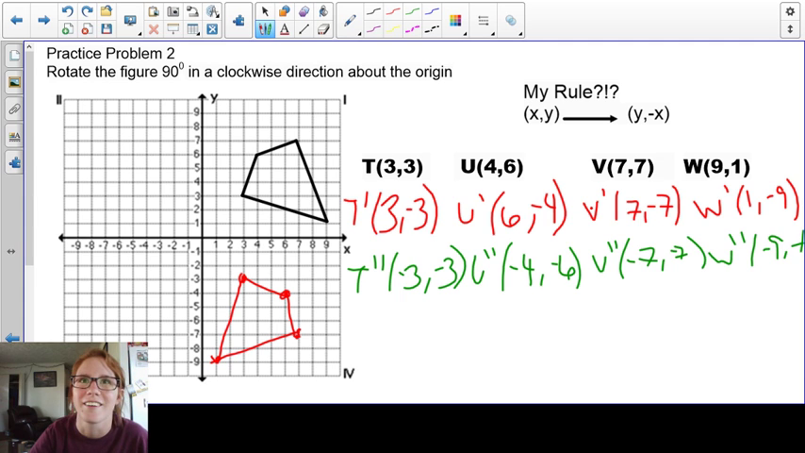Whew, I fit it in there. I didn't think he was going to fit. So I'm going to go down negative 3, negative 3, negative 4, negative 6, negative 7, negative 7, and negative 9, negative 1.